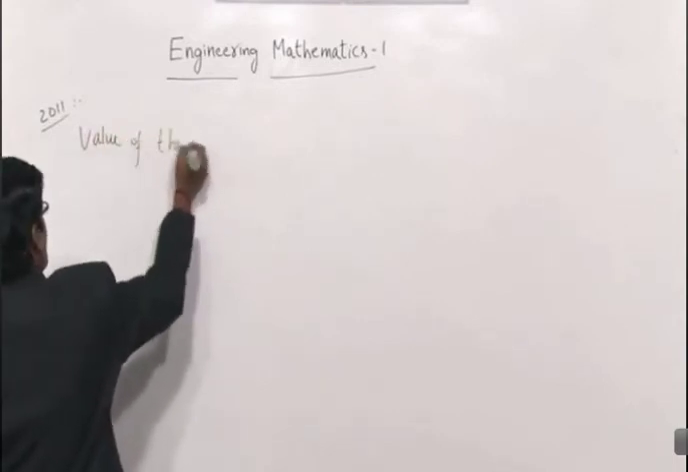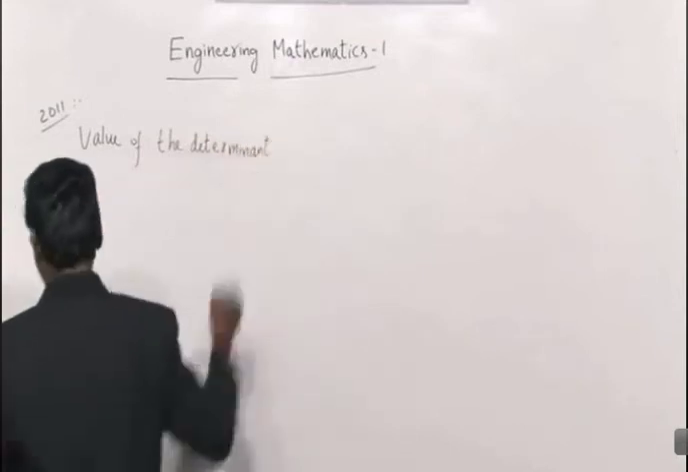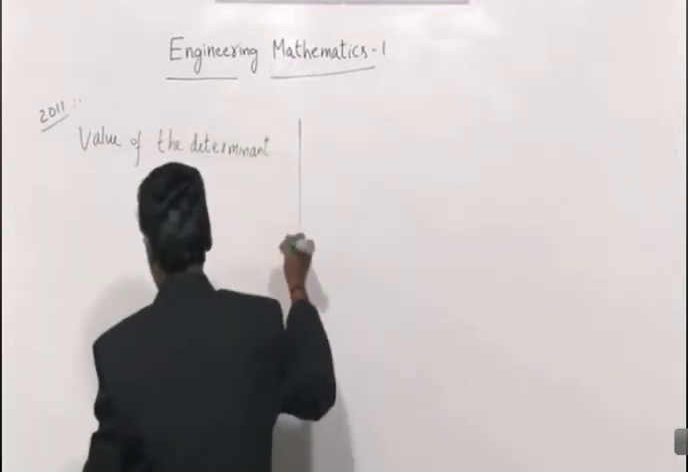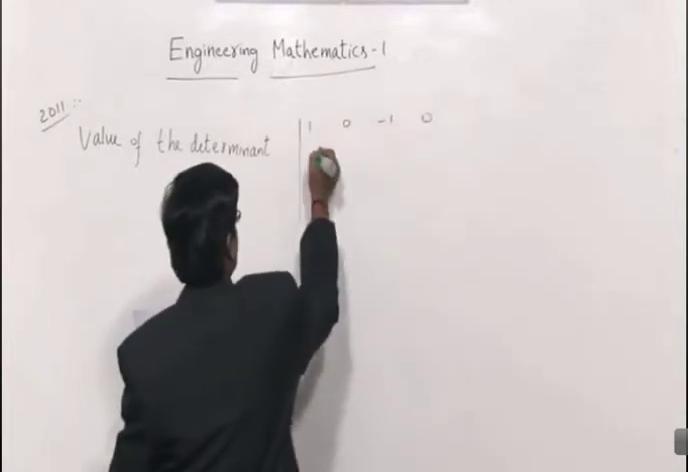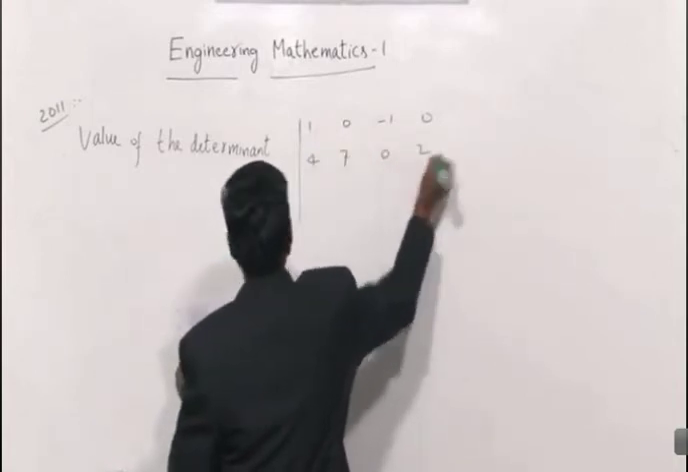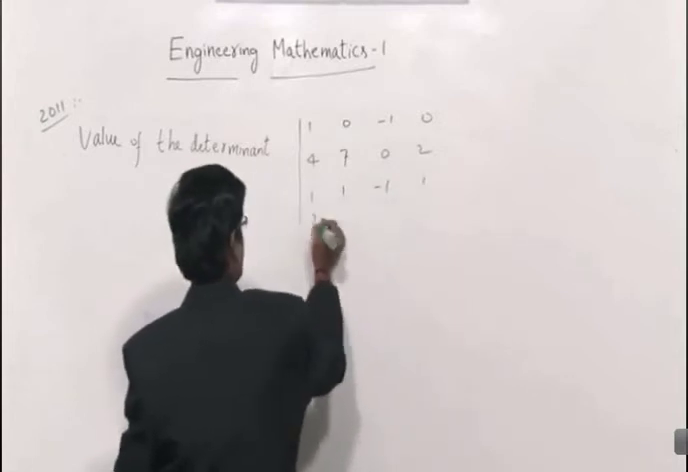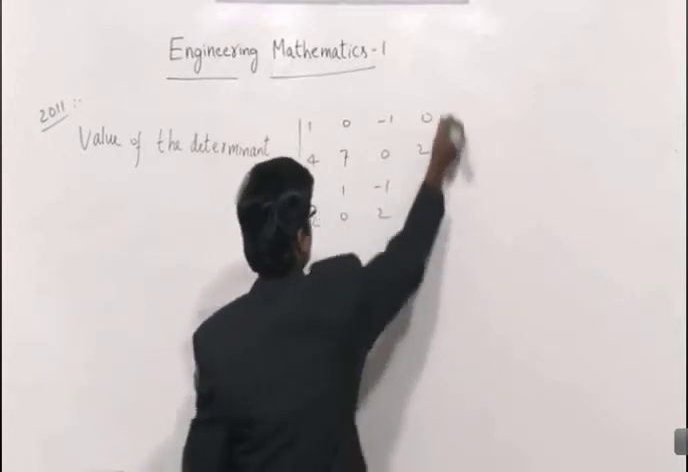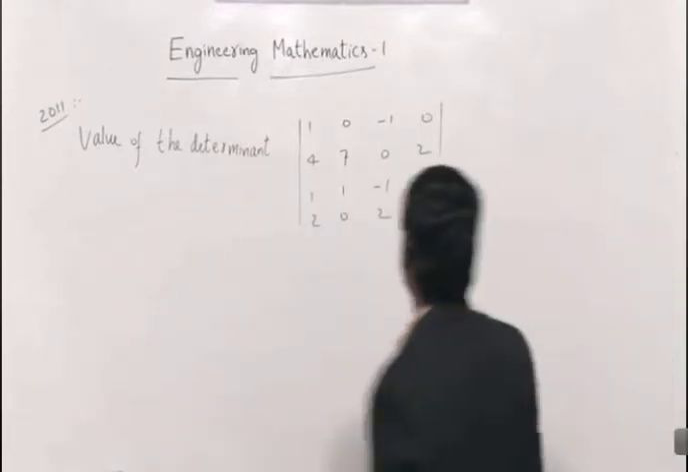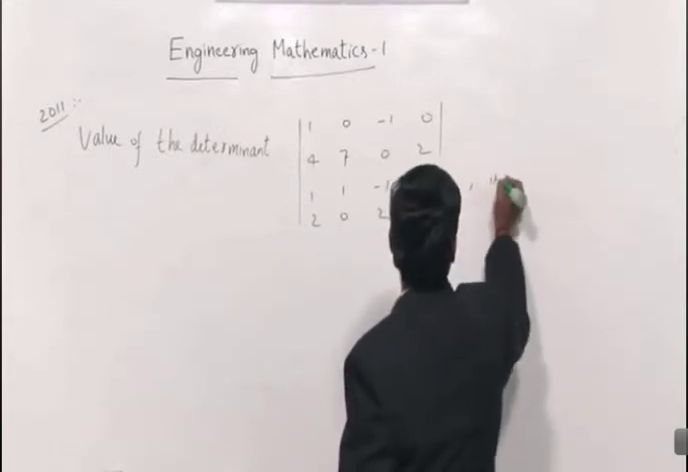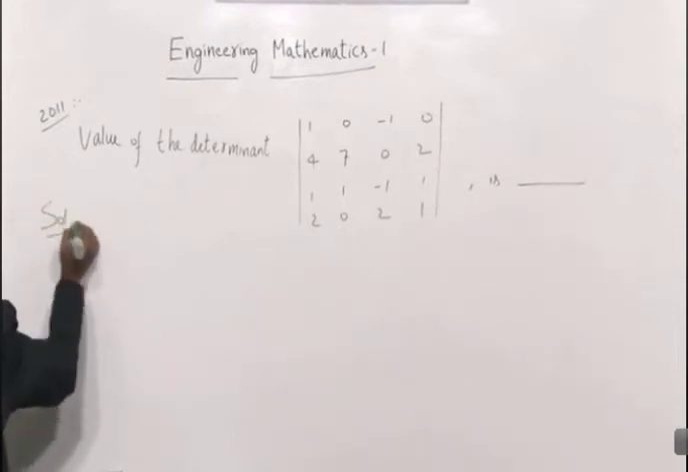Find the value of the determinant. The 4 by 4 matrix is given. Determinant: 1 0 minus 1 0, 4 7 0 2, 1 1 minus 1 1, 2 0 2 1. Solution.